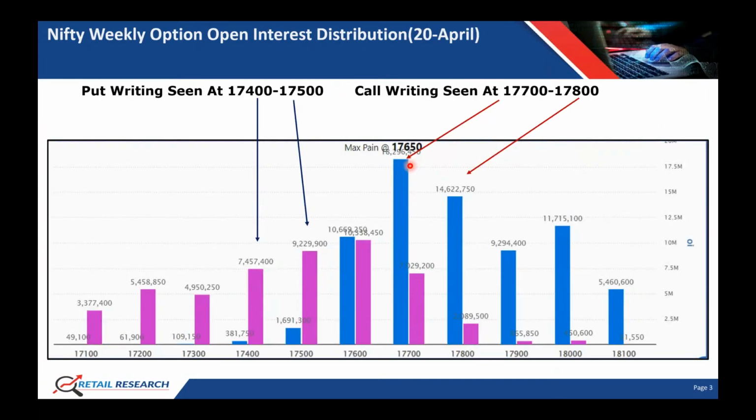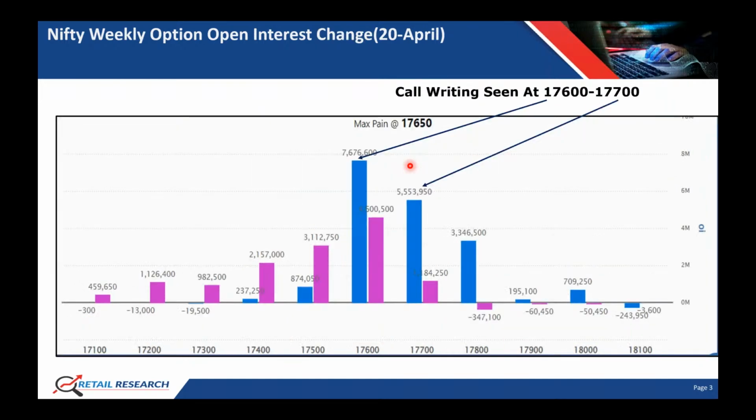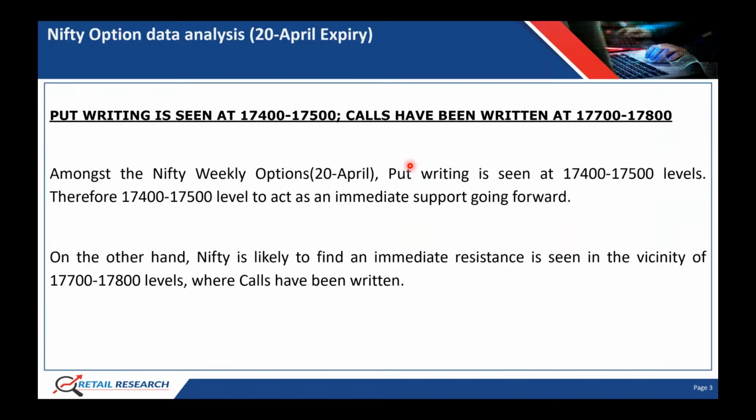From options, we see that the 17,400, 17,500 and 17,600 put options have been written aggressively. We are likely to find 17,400 and 17,500 as immediate support for the market, while the market may turn bullish only above 17,700. For tomorrow's expiry, 17,600 is going to be a major hurdle. We don't expect the market to go beyond 17,650, because 17,600, 17,650 and 17,700 are the levels where aggressive calls have been written. So expect the market to turn around 17,650 levels.